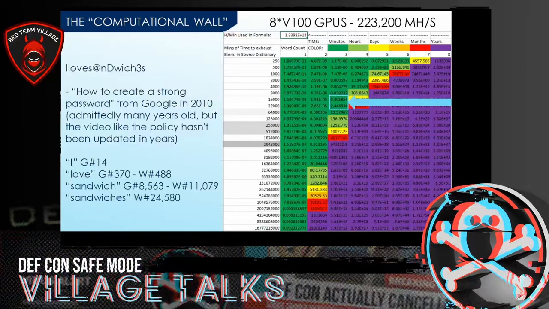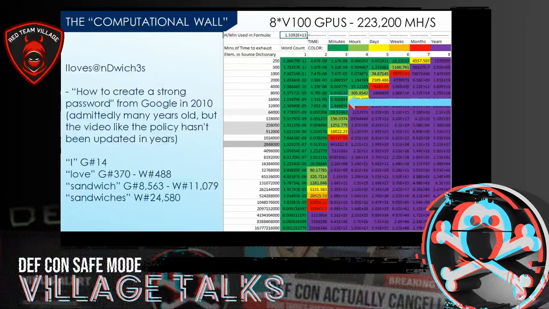First up is Google, and yes, the advice is old, but the advice, much like their policy, hasn't been updated in more than a decade. So, I love sandwiches. It's not a great example, and that mix of leet speak and case shifting doesn't do much for the difficulty. I'll be generous and say that it makes it about 100 times harder.